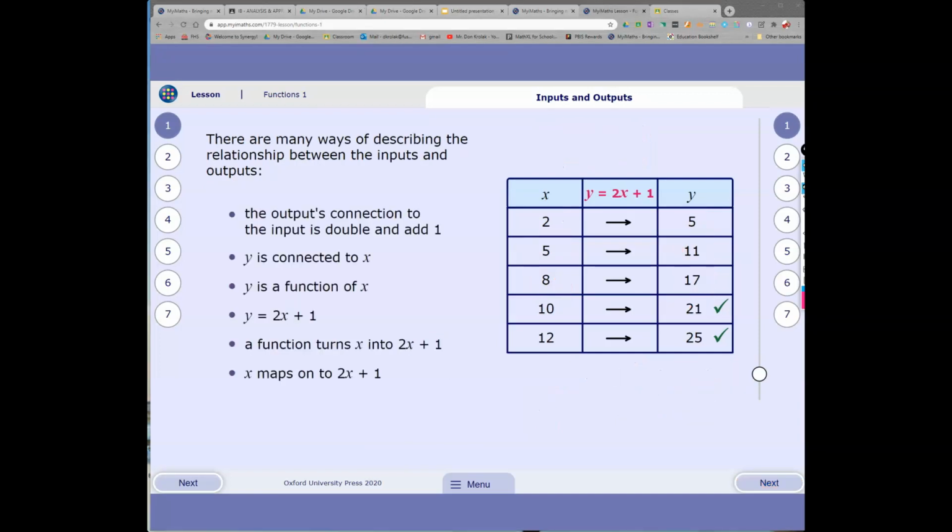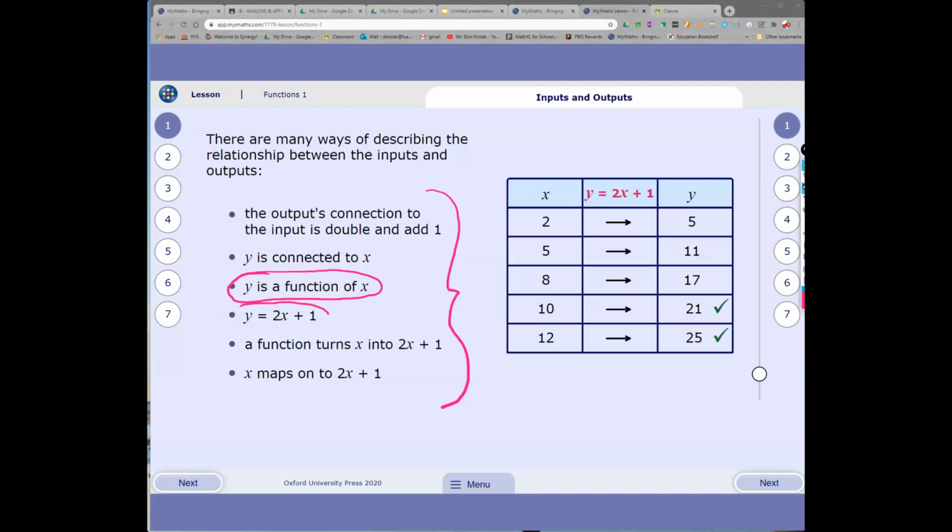So all of these are legitimate ways of describing what's happening. Okay, the output connection to the input is double and add 1. Y is connected to x by doubling and adding 1. The way that we usually talk about it, at least in mathematics, is y is a function of x. So that means something is being done to x to create a new value called y.